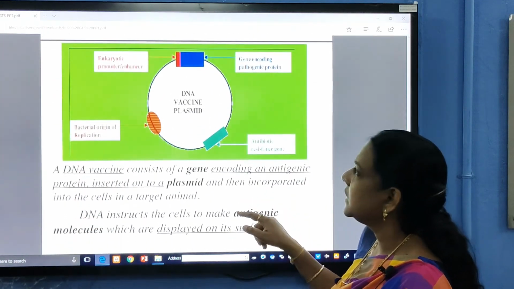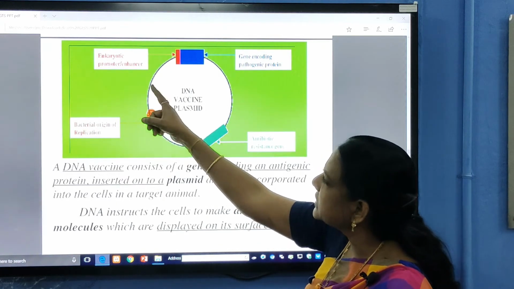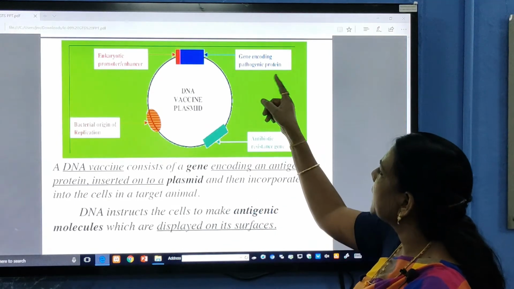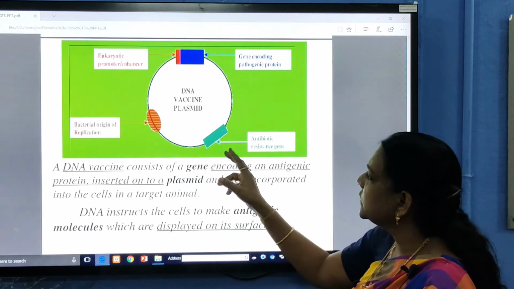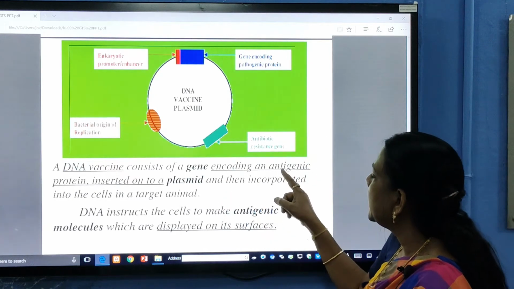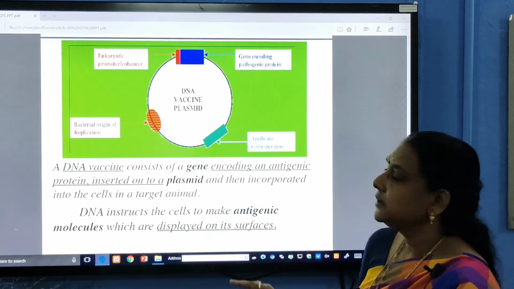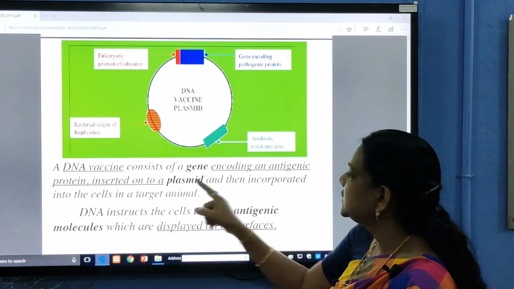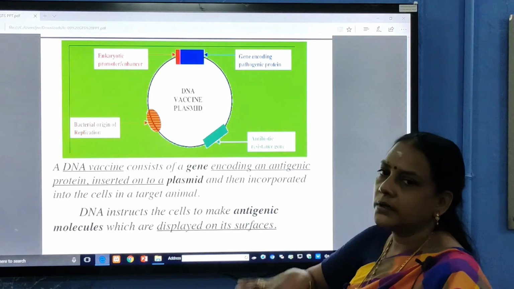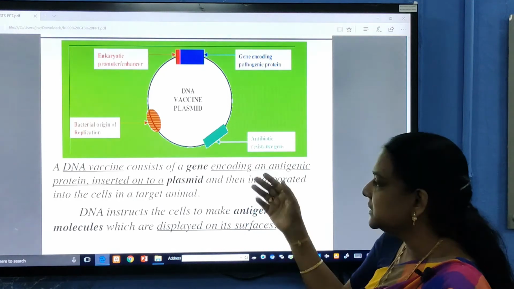See here how the process takes place. The DNA vaccine plasmid is here. You can see the eukaryotic plasmid, the enhancer, and the gene coding for the pathogenic protein, both combined. So it is able to produce a new level. Like this, the DNA vaccine consists of a gene coding for an antigenic protein which is inserted into a plasmid. Okay, now this is incorporated into the cells and then into a target animal. Whichever animal you need, the target animal, this is inserted.